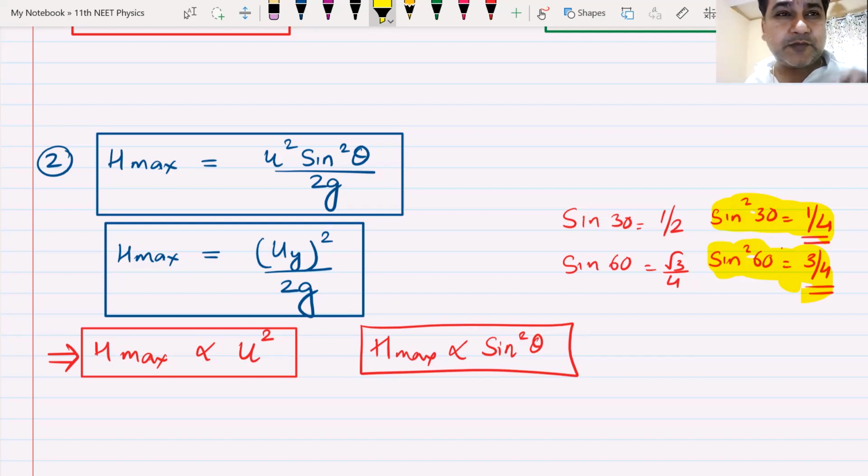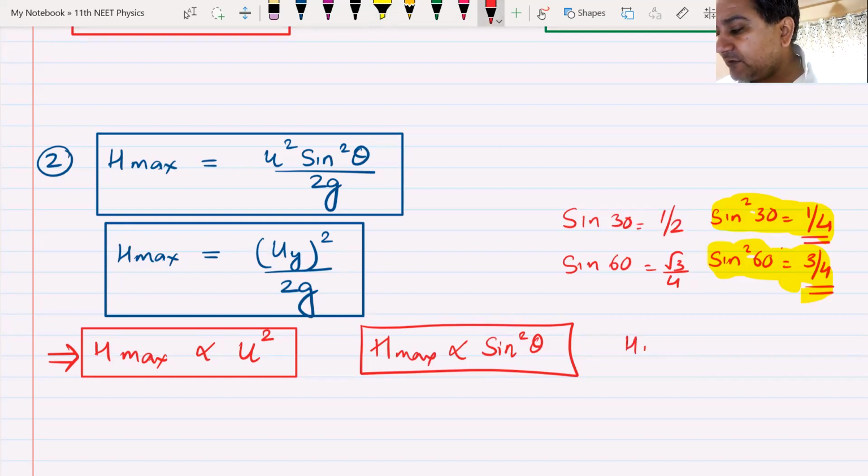Anyone? From angle 30 to 60, how many times does my maximum height become? Sine square 30 is 1 by 4, but sine square 60 is 3 by 4. So your maximum height becomes 3 times. Do we understand this? That my maximum height will become thrice.